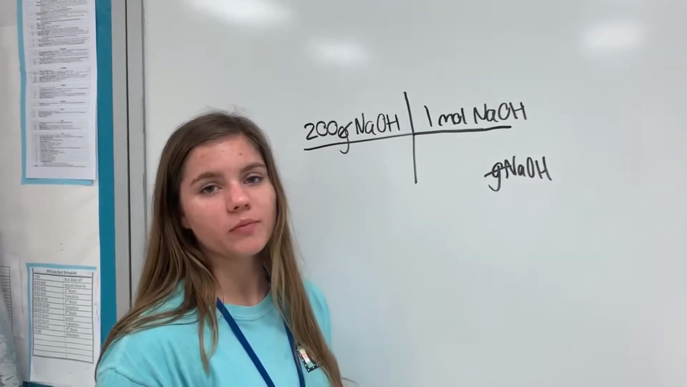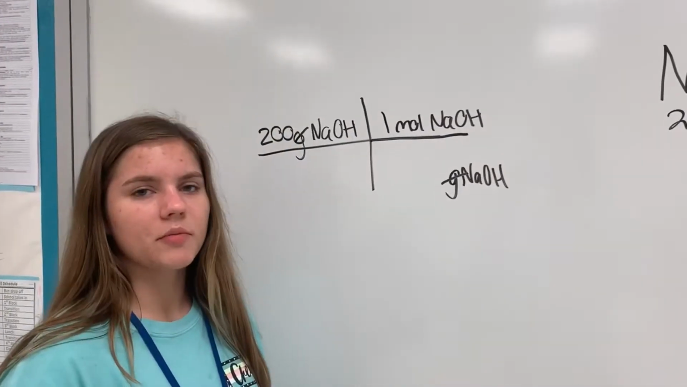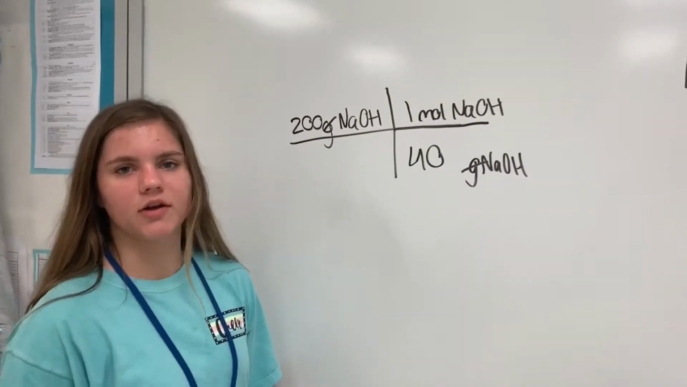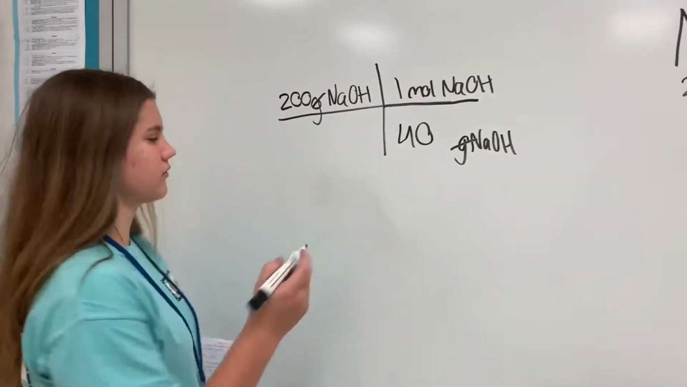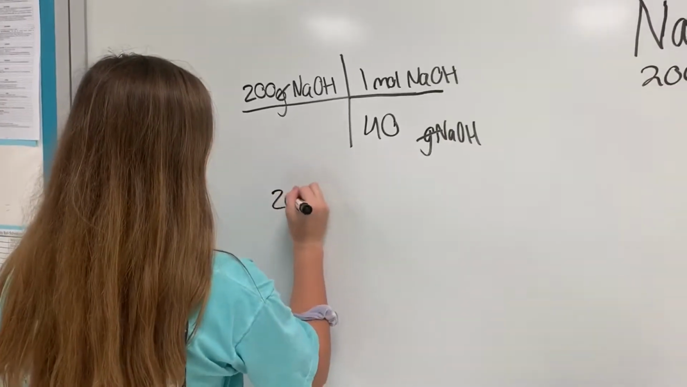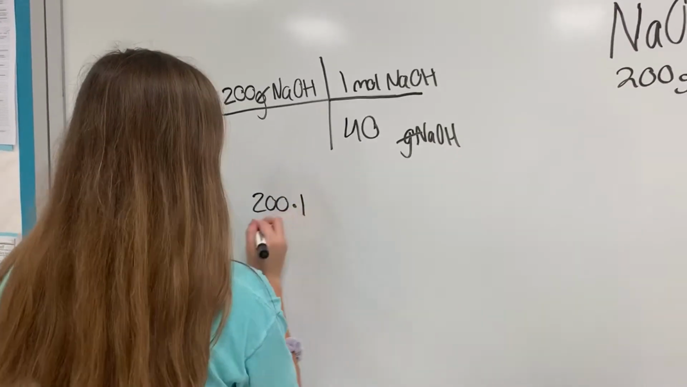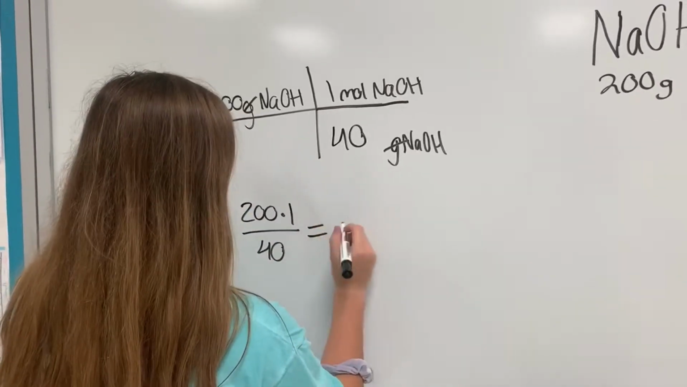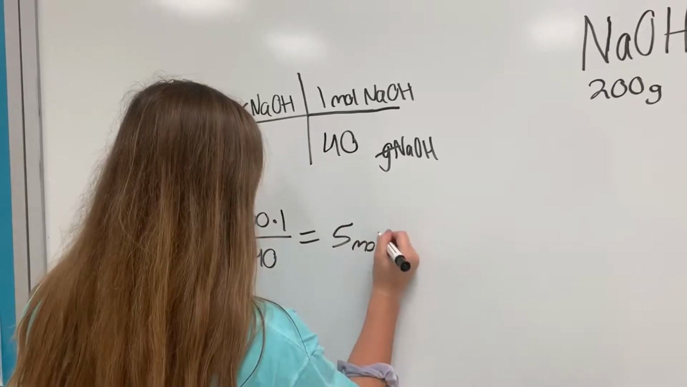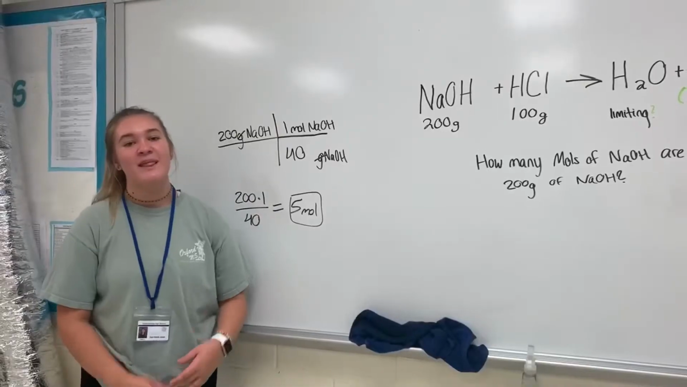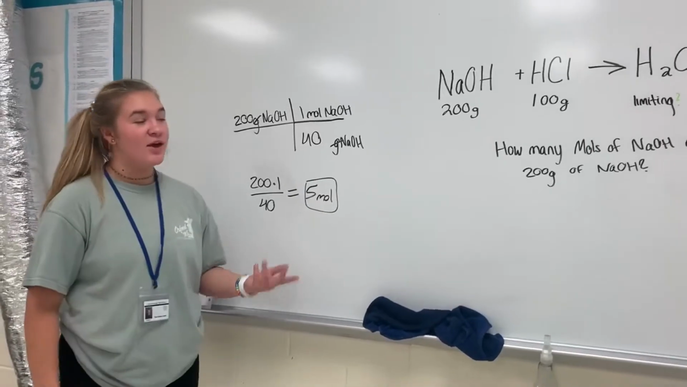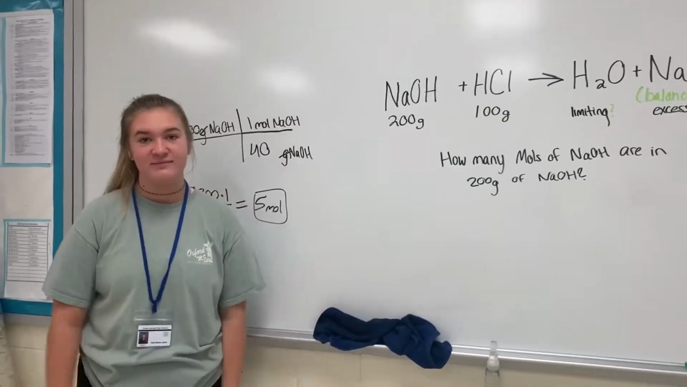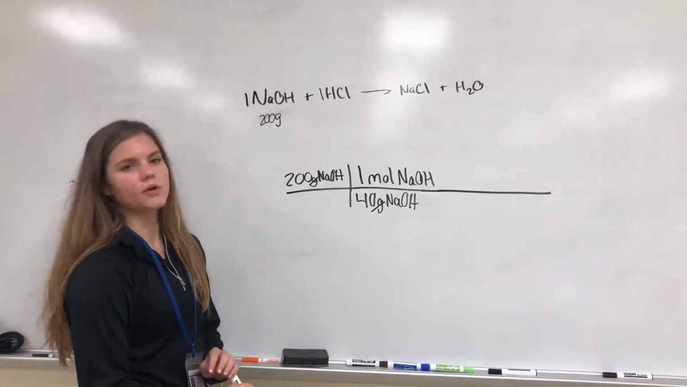For this, we will be finding molar mass using the periodic table. The molar mass of NaOH is 40 grams. Now we will multiply straight across from the top and the bottom and divide out the equation. We have 200 times 1 over 40, which is going to equal out to 5 moles. Using basic stoichiometry problems like this, we can further develop them into finding our limiting and excess reactants of the equation. You can also use stoichiometry to go from grams to grams.